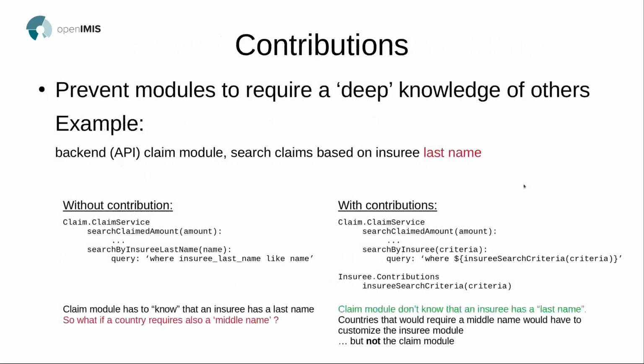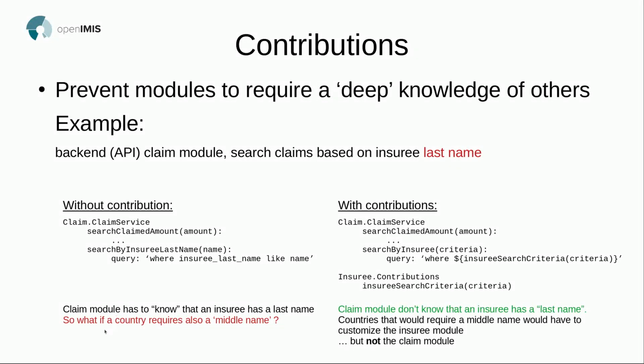Let's first have a look at contributions. Contributions are dedicated to prevent modules to require a deep knowledge of each other's. So for example, in the backend, but it's the same way in the frontend, in the claim module, if you want to search claims based on insurer last name, so we are in the claim module, but we are using a characteristic of the insurer which is part of the insurer module. So without contribution, what we would be doing is to create an additional method or API that allow clients to search for claims based on the insurer last name. And within the claim module, we do whatever is needed to filter the claims based on the insurer last name.